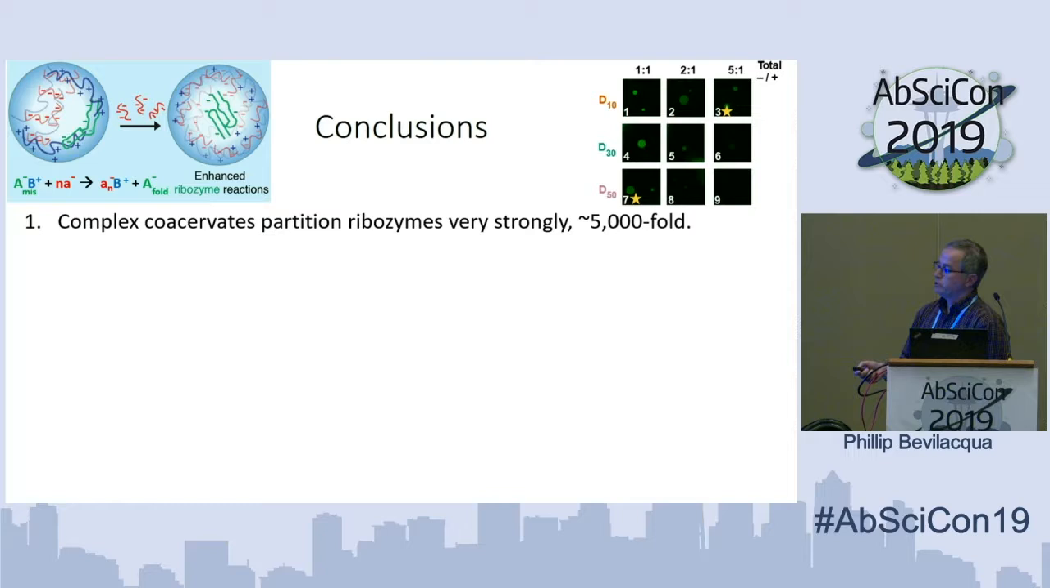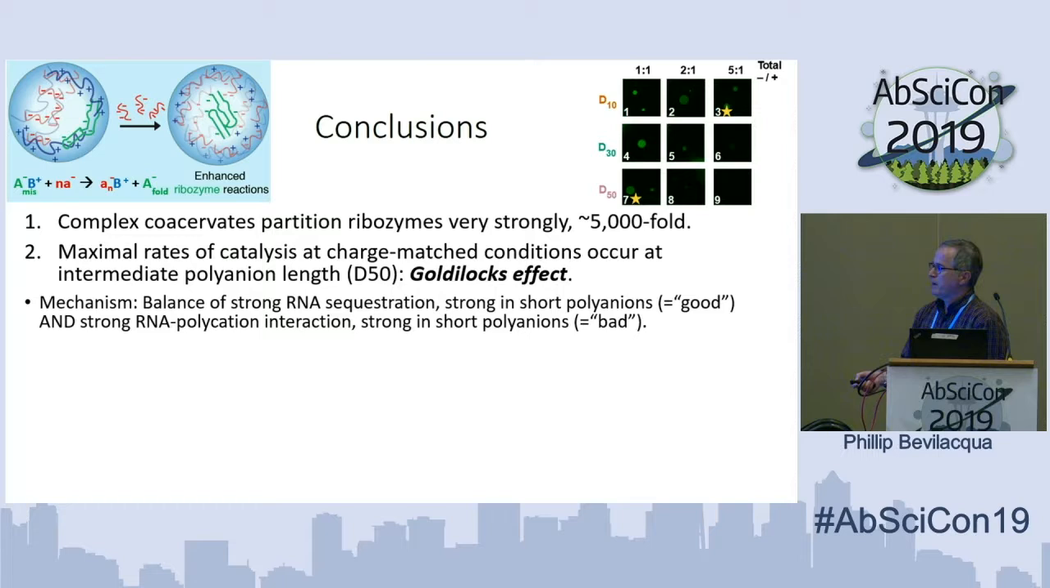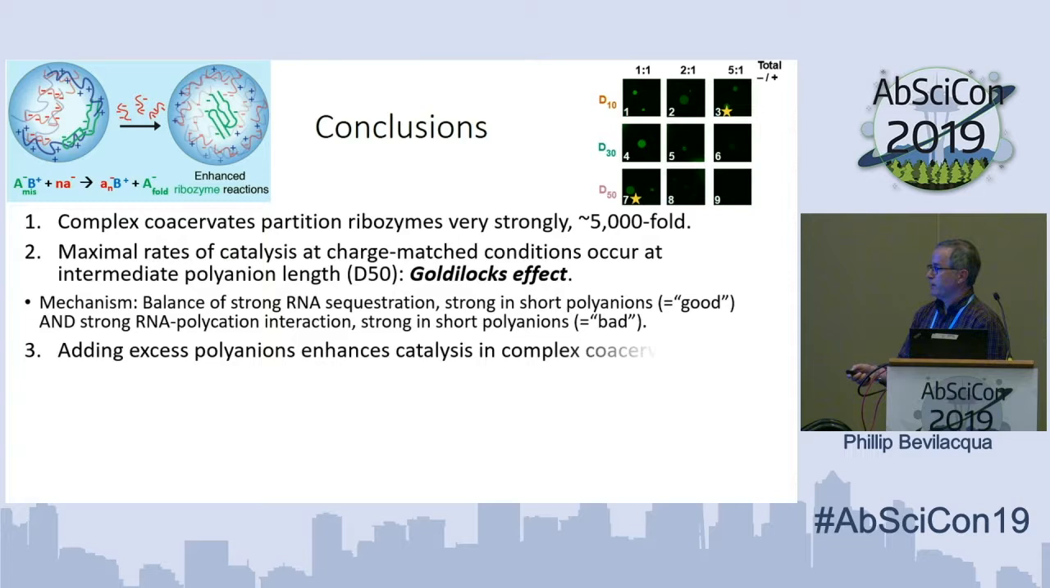First is that the complex coacervates partition ribozymes very strongly, about 5,000-fold. The maximal rate of catalysis at the charge-matched conditions occurs at an intermediate polyanion length, which is a type of Goldilocks effect. And the mechanistic basis for this seems to be a balance of strong RNA sequestration, in the sense that when you have short polyanions, the RNA is strongly sequestered in a way that's good because it's inside the bioreactor. But it's kind of bad in the sense that the interaction is so strong that the RNA might not be able to fold very well.